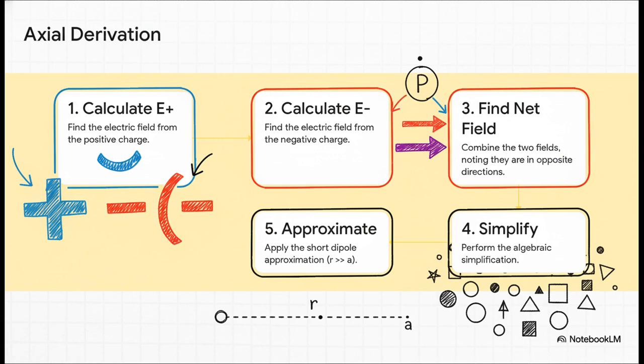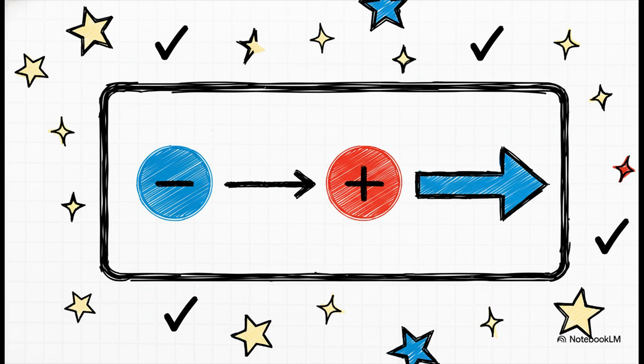Then comes the algebra, finding a common denominator, expanding brackets, the usual stuff. And finally, we use a really important trick that makes all this work. We assume our point P is very, very far away compared to the size of the dipole itself. And after all that math, boom, we get our first big result.